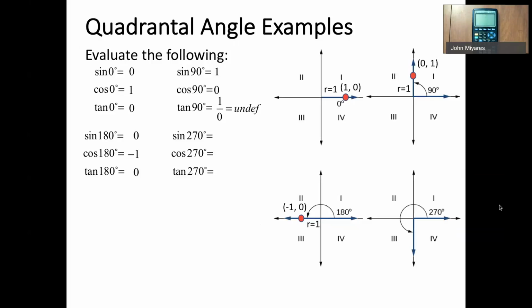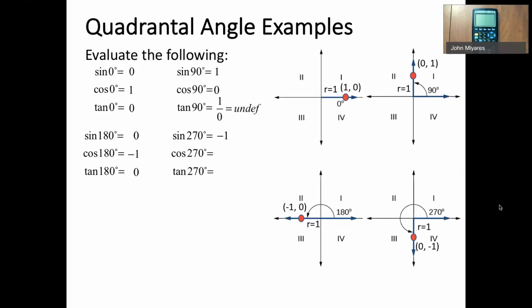Finally, let's look at 270 degrees. The terminal side falls on the negative y-axis, so for simplicity, we're going to pick the point (0, -1). The sine of 270 degrees will be negative 1 over 1, or just negative 1.